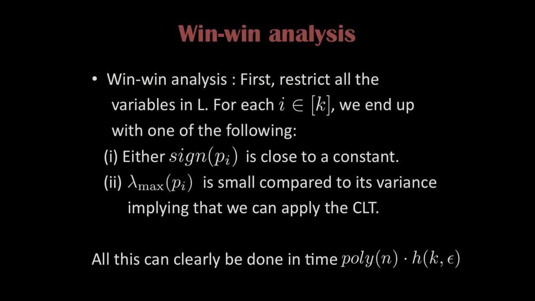So first restrict all the variables in L. There are only k over epsilon square variables. That restriction takes time 2 to the k over epsilon square, going over all possibilities. And for each i in k, you have one of the following.